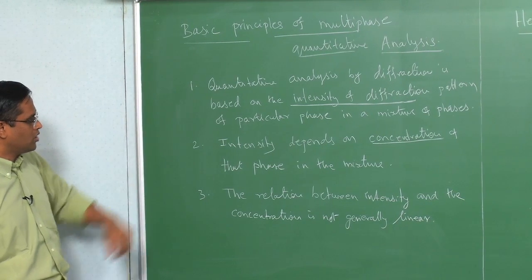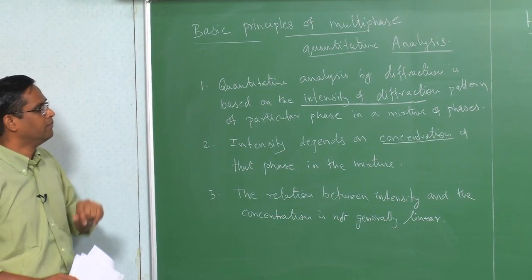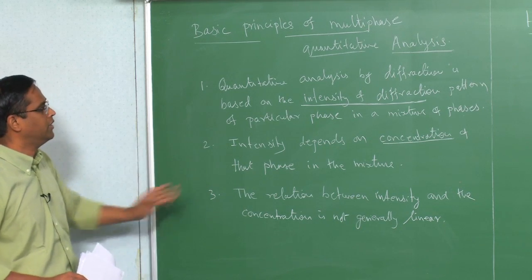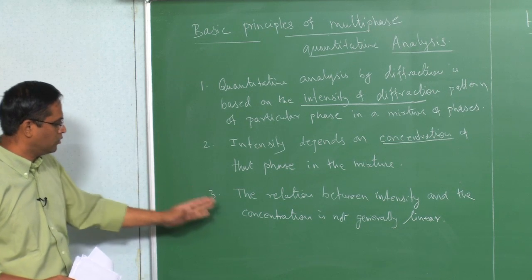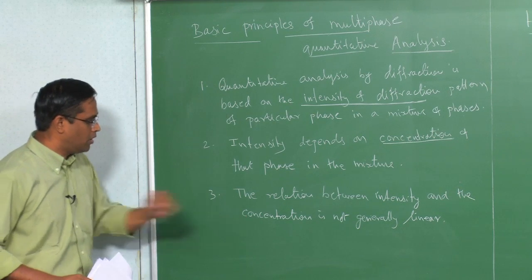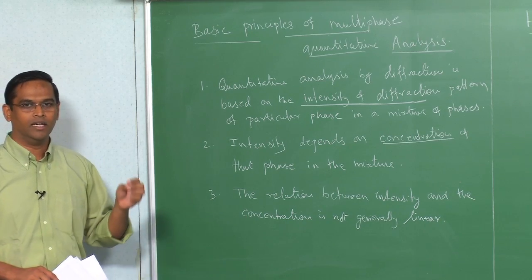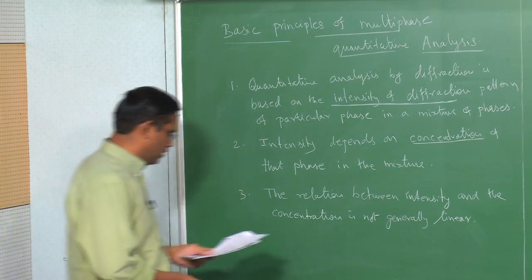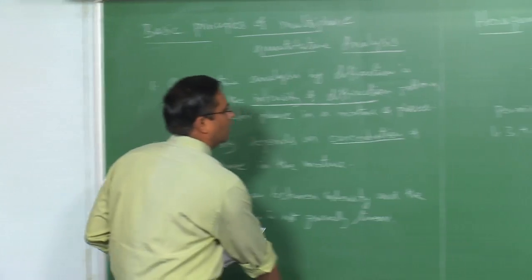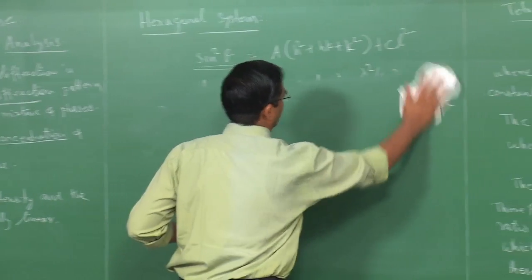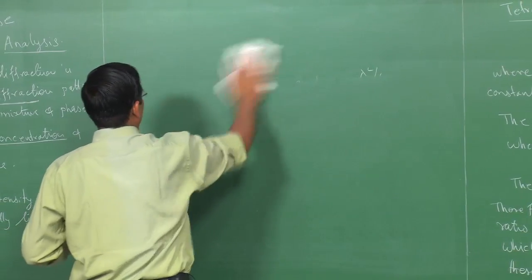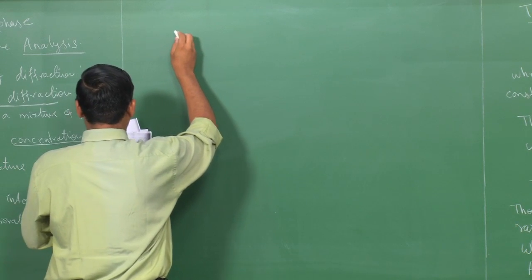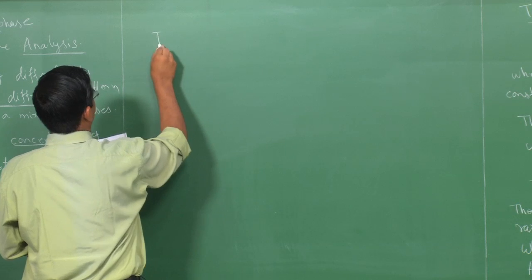So in order to look at the possibility of identifying the phase using X-ray diffraction, we have to keep these three points in mind, and the mass absorption coefficient of the mixture and its variation as a function of concentration also has to be considered. So to find out the relation between the intensity and the concentration of the phase, the starting point is the intensity expression.